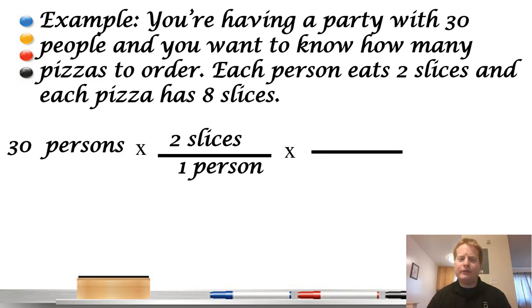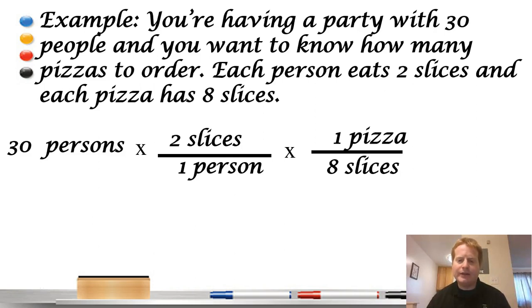Now we're almost there, right? I know I'm going to have to put slices on bottom. And I need a relationship. What's the next relationship? So there are 8 slices in one pizza. Okay, I could use that. Are the 8 slices going to go on top or bottom? Well, they have to cancel, right? So they go on bottom. And the one pizza goes on top.